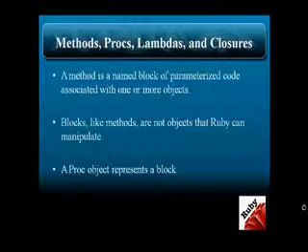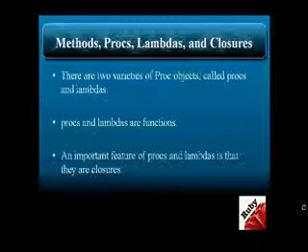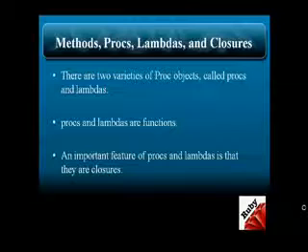Blocks, like methods, are not objects that Ruby can manipulate. A proc object represents a block, like a method object. We can execute the code of blocks through the proc that represents it. There are two varieties of proc objects, called procs and lambdas, which have slightly different behavior. Both procs and lambdas are functions rather than methods invoked on an object.